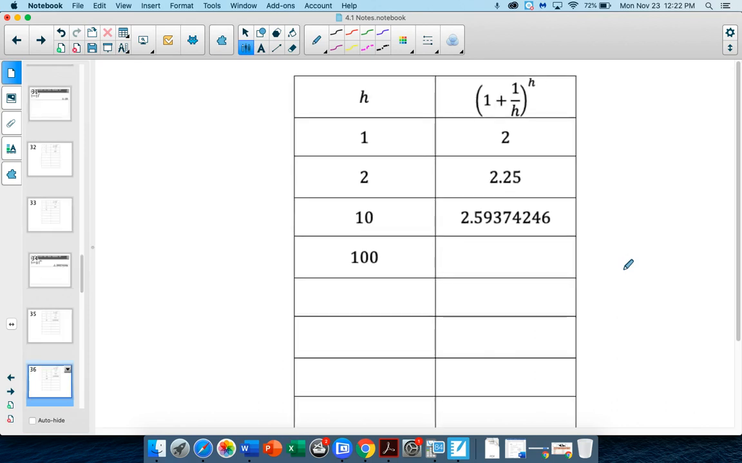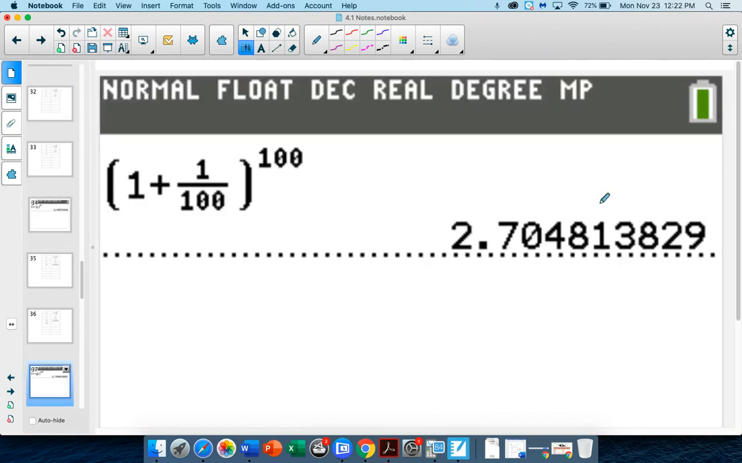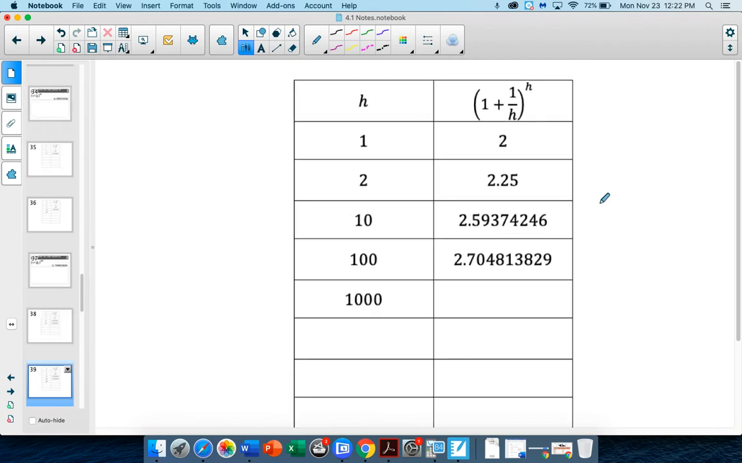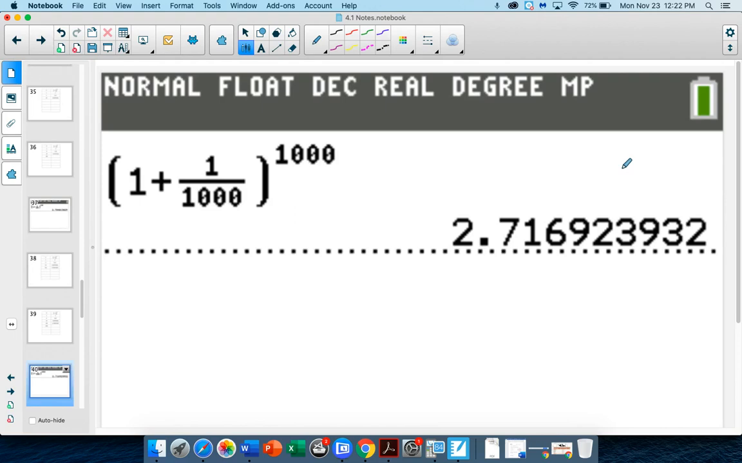Let's plug in 100. Say we're compounding 100 times per year. See what this factor ends up being. Well, 2.7, right? So we keep increasing. Let's go even bigger. Let's plug in 1,000. So if I plug 1,000 into this, say we're compounding 1,000 times per year.